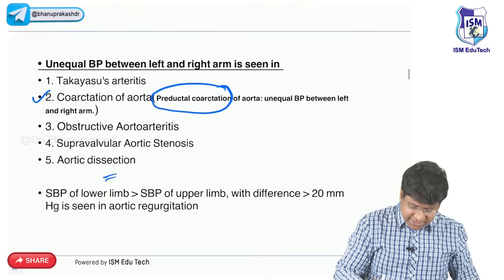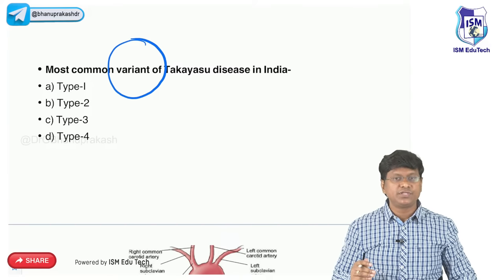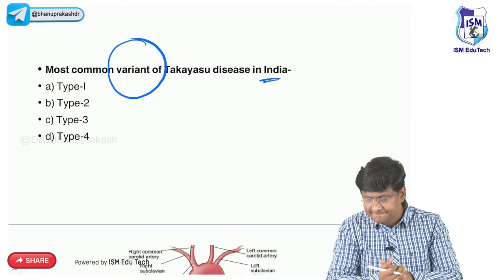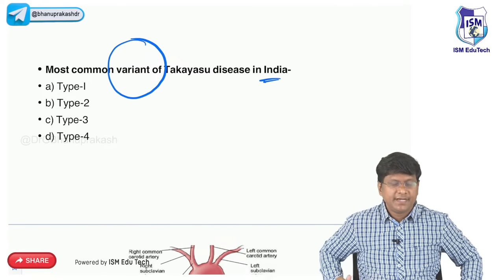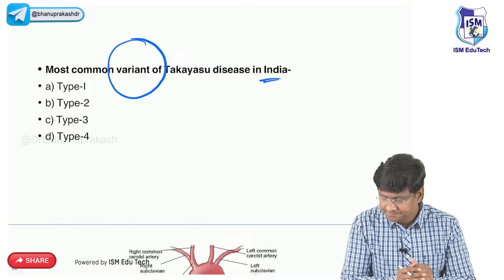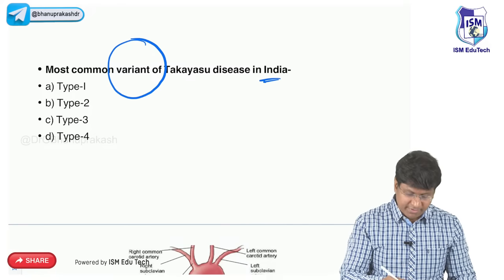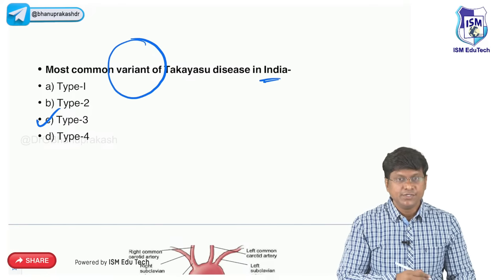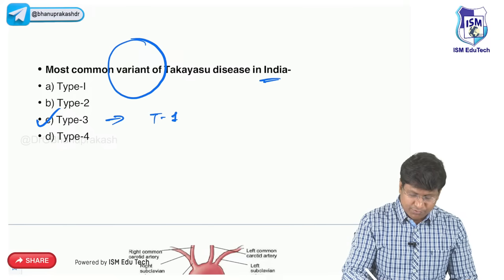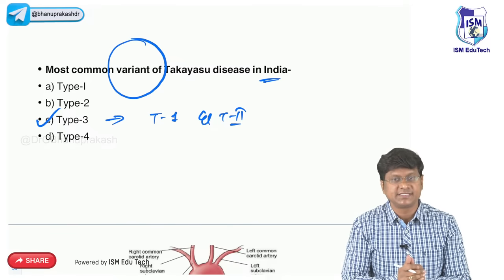And you need to be very much aware of what is the most common variant of Takayasu. There are types 1, 2, 3, 4. Can anyone tell me which particular type of Takayasu is more common in India? Anyone? So, the type of Takayasu that is more common in India, that will be your type 3. So, what does this type 3 constitute? Type 3 constitutes both type 1 and type 2 together.